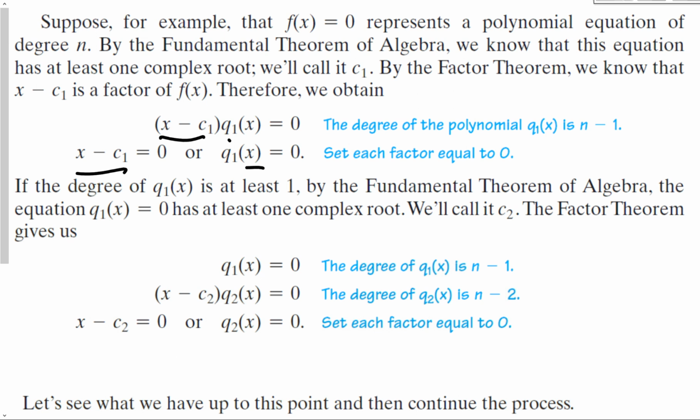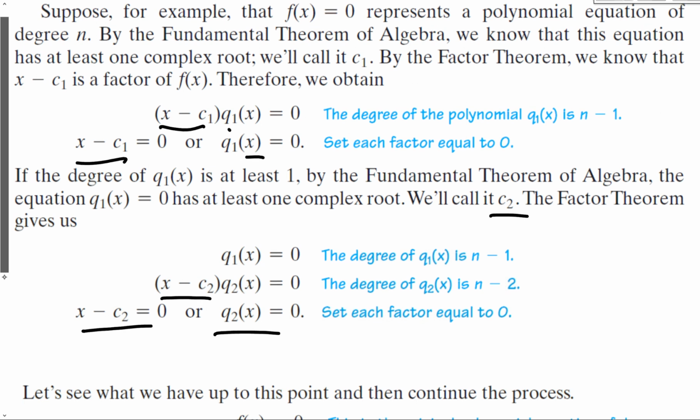If the degree of q1 of x is at least 1, the fundamental theorem of algebra says that it has at least one complex zero, and we call it C2. And hopefully you can kind of see where this is going. You can factor it out, you can split it into two factors, and you can keep going.